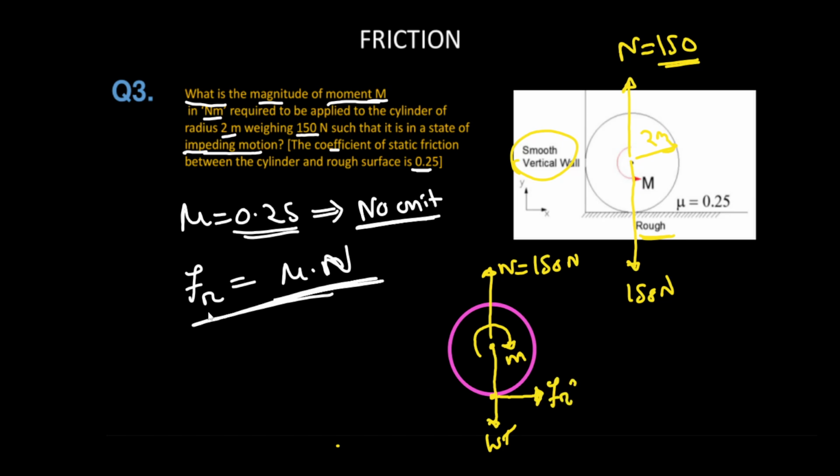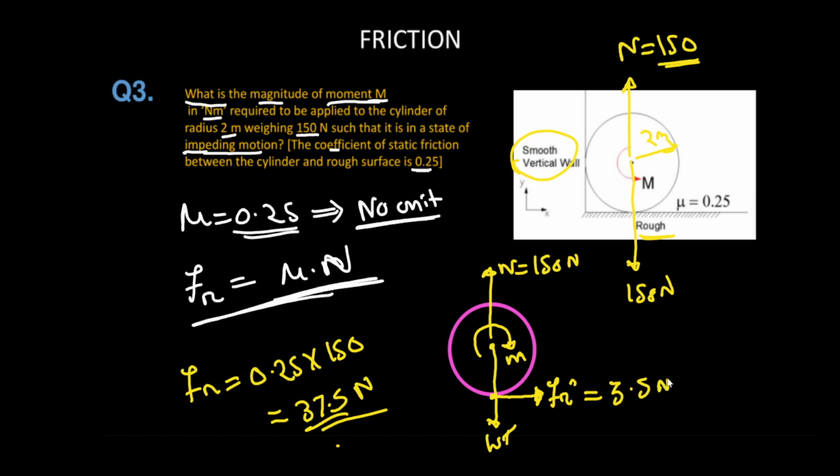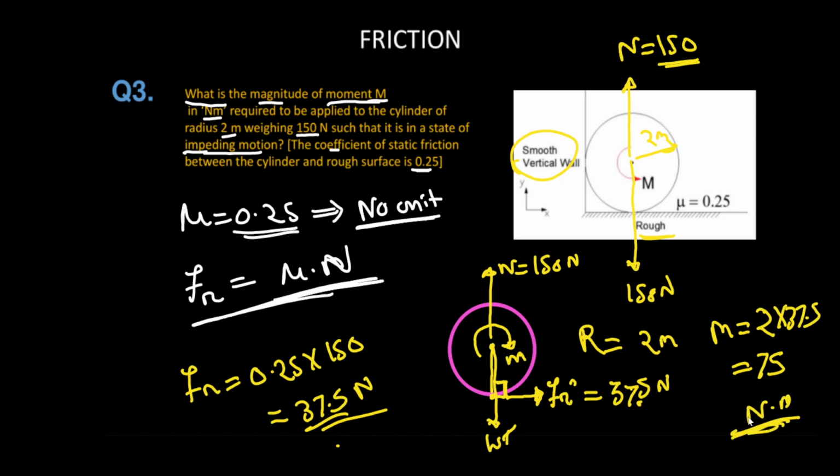For the impending condition, the friction is equal to mu s, that is 0.25, into N, which is 150. So it is equal to 37.5 Newton. The radius is 2 meter. The moment is equal to force into perpendicular distance. The radius is perpendicular to this frictional force. So it is 2 into 37.5, which is about 75 Newton meter. This is the type of answer. Easily you can do the numerical like this.